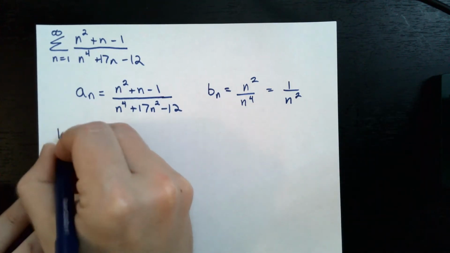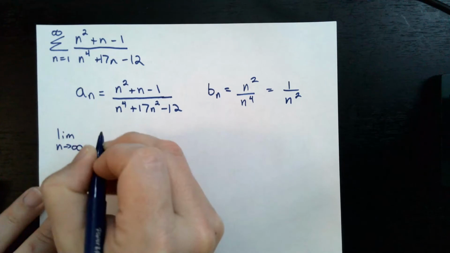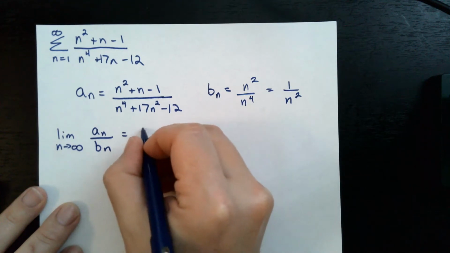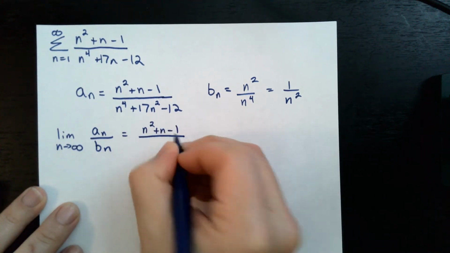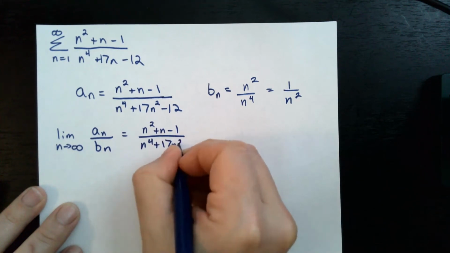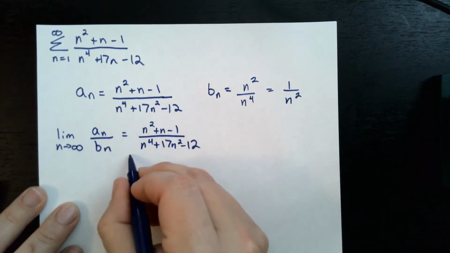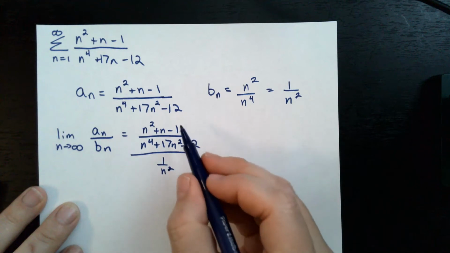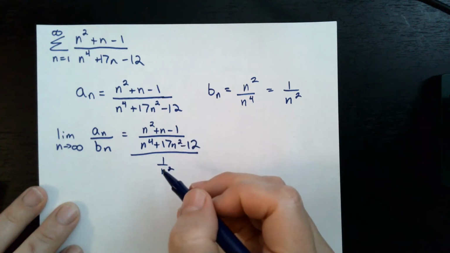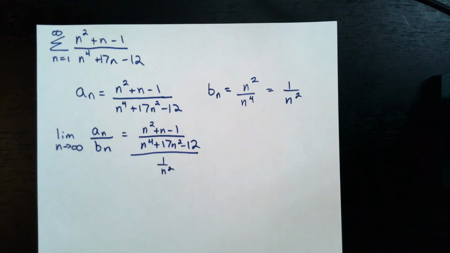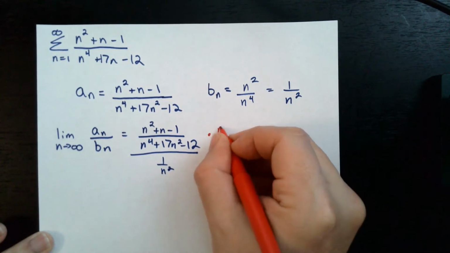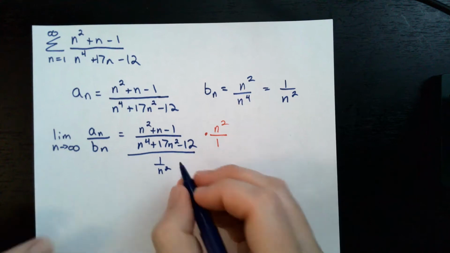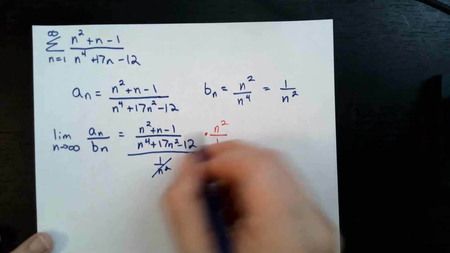Now what I want to do is take the limit as n approaches infinity of a sub n over b sub n, which is n squared plus n minus 1 divided by n to the fourth plus 17n squared minus 12, and then divided by 1 over n squared. Now recall that we have a fraction within a fraction. That's called a complex fraction. So what I can do here is bring that fraction up top and flip it. So I'm going to say that's times n squared over 1. Okay, so I'll cross out that denominator, and now I can multiply straight through.